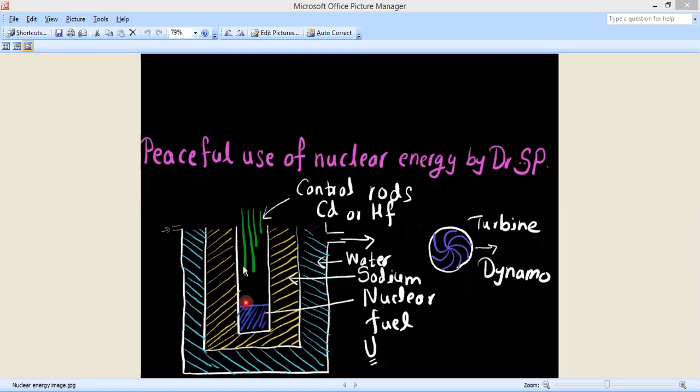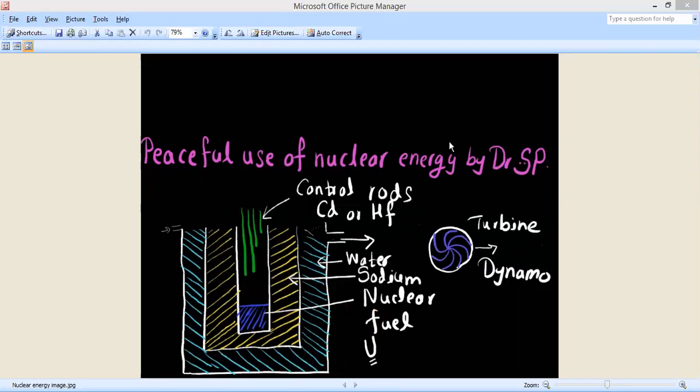First of all, we are going to focus on the core of the reactor. Core means the central part of the reactor, the innermost part of the reactor. Inside the core of the reactor, you keep a nuclear fuel material. Nuclear fuel is used in the form of uranium. Uranium can be used as nuclear fuel.